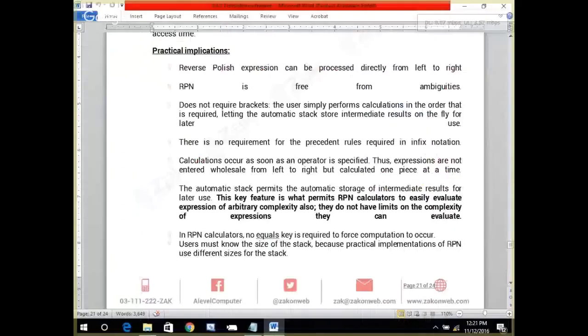What are the practical implications of this reverse Polish notation? A reverse Polish notation expression can be processed directly from left to right. RPN is free from ambiguities, ambiguities as in GODMAS. It does not require brackets. The user simply performs calculations in the order required, letting the automatic stack store intermediate results on the fly for later use. There is no requirement for the precedence rules required in infix notation. Calculation occurs as soon as an operator is specified.